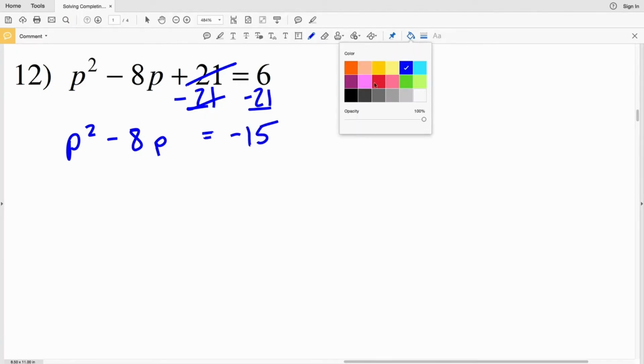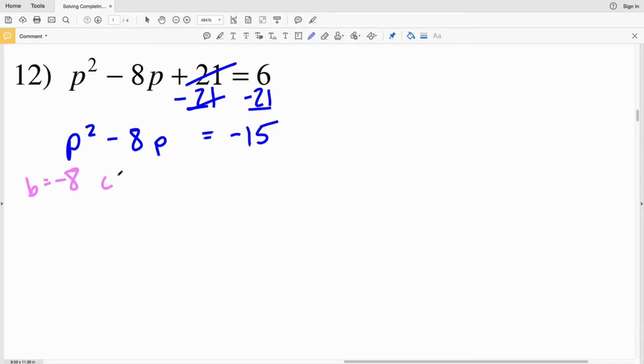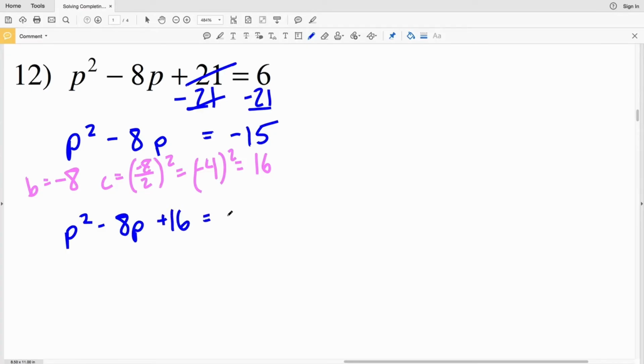Now in order to complete the square, my b value is a negative 8, so my c value will equal negative 8 over 2 squared, which is negative 4 squared, which equals a positive 16. So I'll add 16 to both sides. So p squared minus 8p plus 16 will equal negative 15 plus 16.